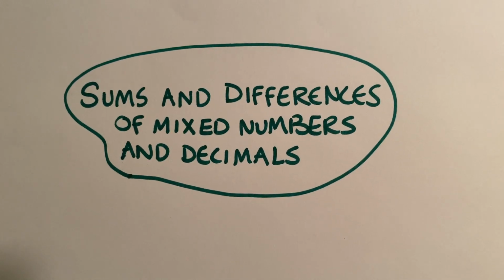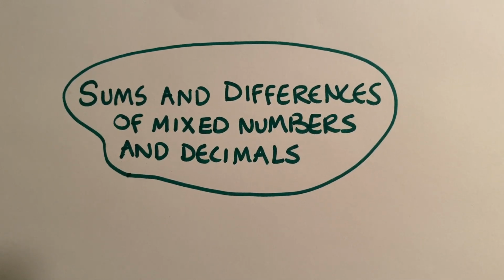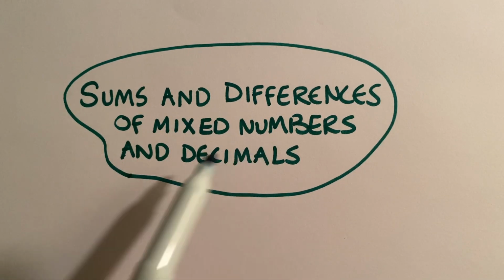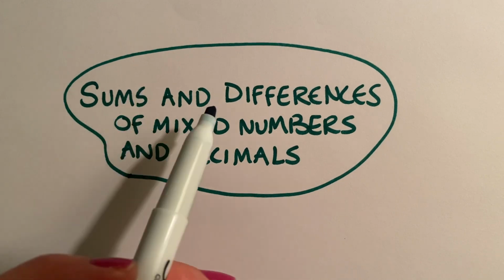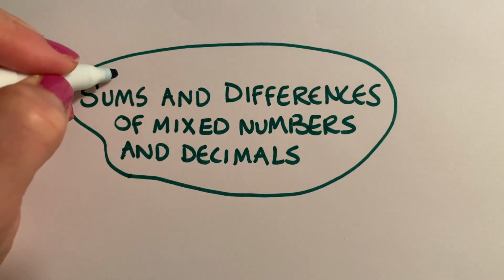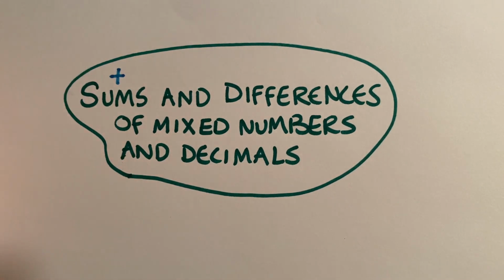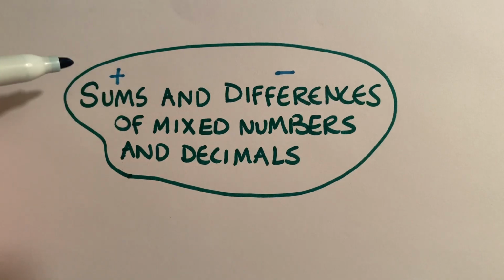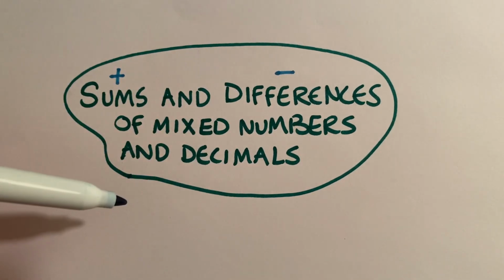Hello, math students. Today's lesson is called Sums and Differences of Mixed Numbers and Decimals. Sums and differences is just a fancy way of saying that we're going to add and subtract mixed numbers and decimals. Well, we've already done both of those things.